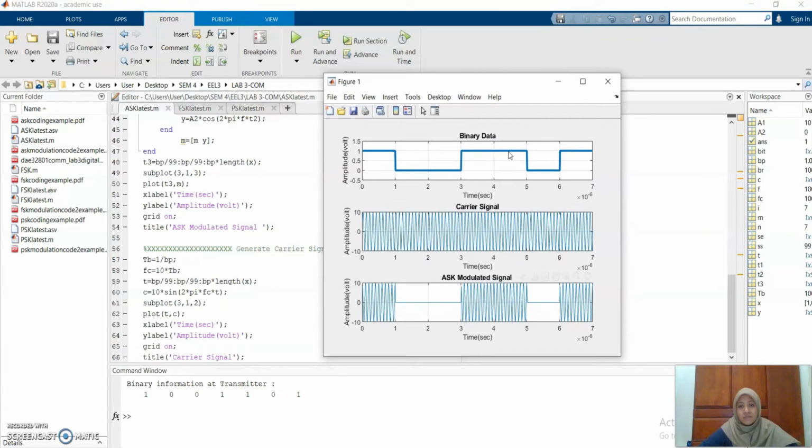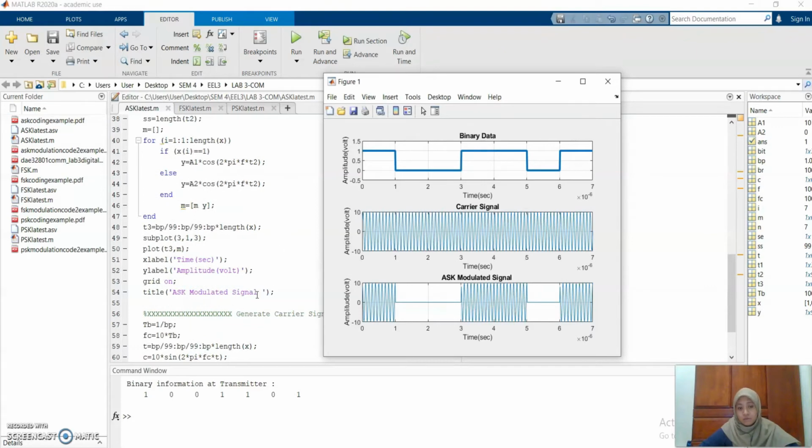This graph, the first one is the binary data, then the carrier signal. Here we will get this type of sine wave, and lastly, to get the ASK modulated signal, we use this type of command. As you can see here, this is 1001101. When the binary data is 0, the ASK modulated signal will be a straight line, at positions 1, 2, 3 and 5, 6.